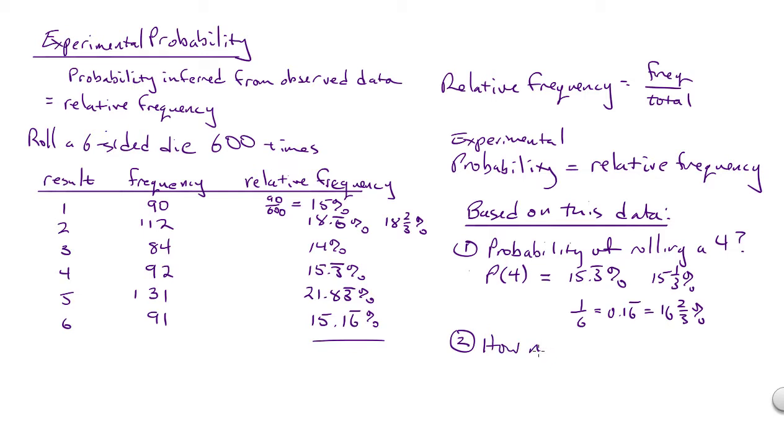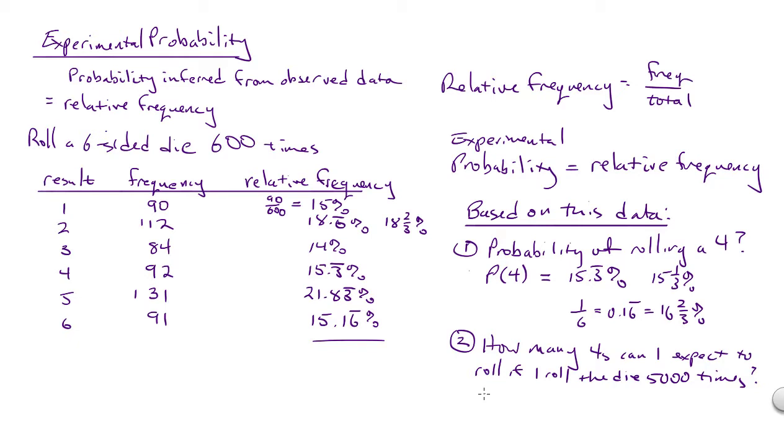Again, still based on this data, how many 4s can I expect to roll based on this data if I roll the die 5,000 times? Well, we can look at our relative frequency. These are fractions, right? 15.3% is a fraction. It's a fraction of a whole. It's a number out of 100, right?